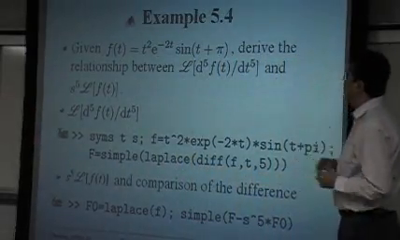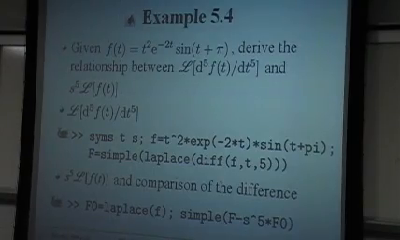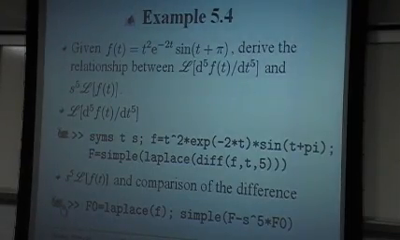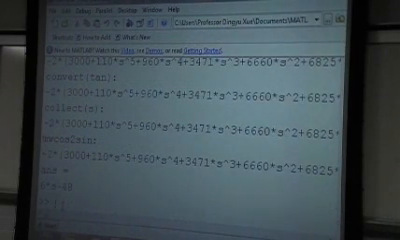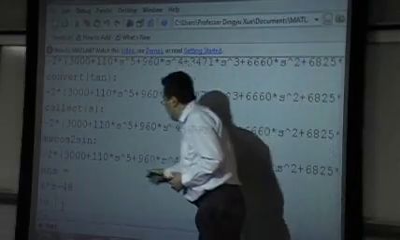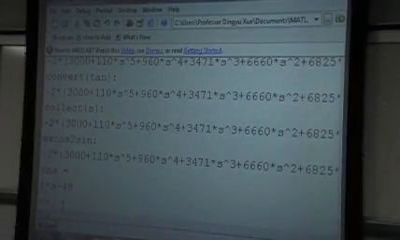So what's the difference between them? Is the difference between them 0 or not? We can find the result and find the error between them is not 0. So why is it not 0?